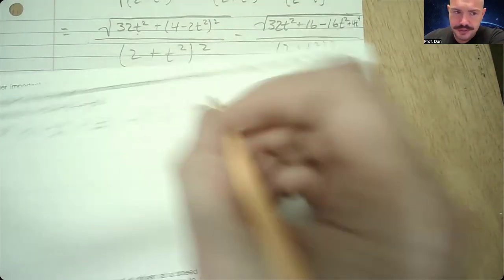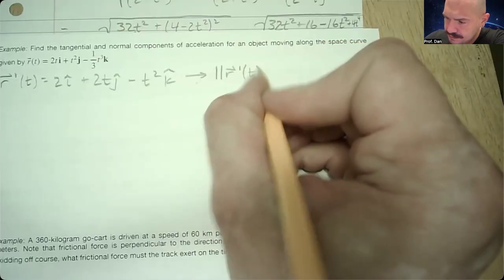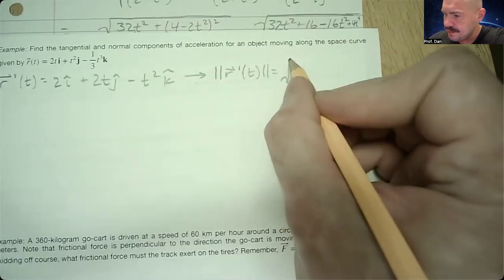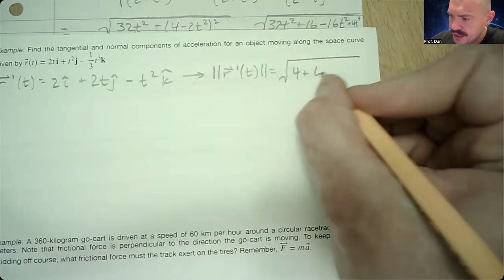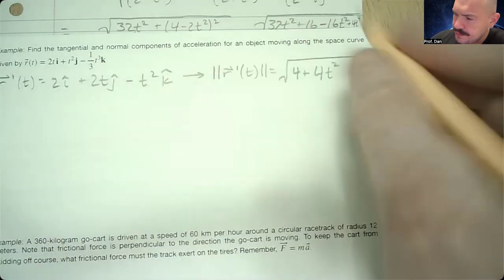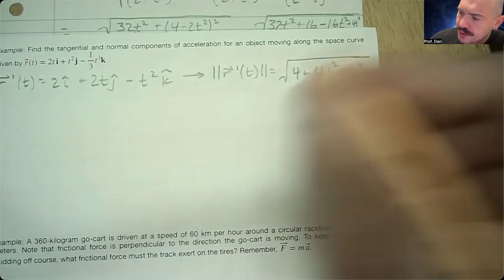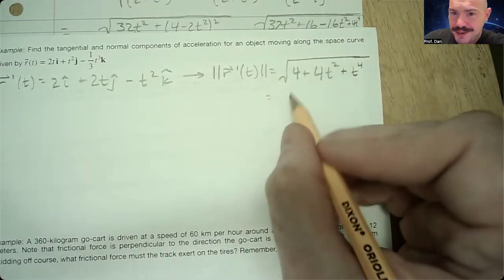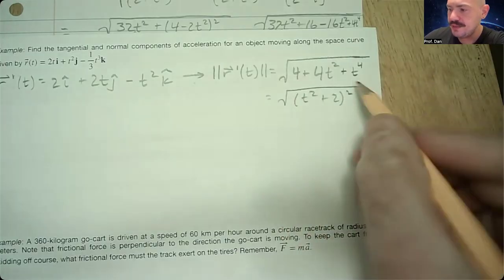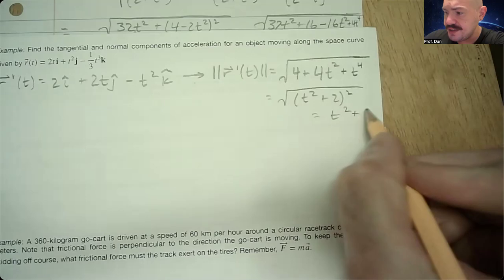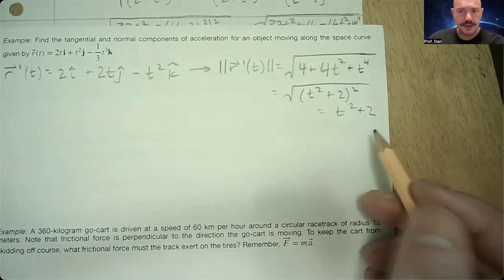The magnitude of r prime will be the square root of 4 plus 4t squared plus t to the 4. Look at that. It's the same one from the last problem. So we can actually factor that to t squared plus 2, squared. And when I take the square root, that leaves us with just t squared plus 2. So we've got r prime, we've got the magnitude of r prime.